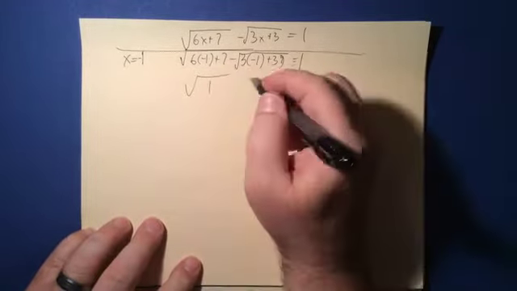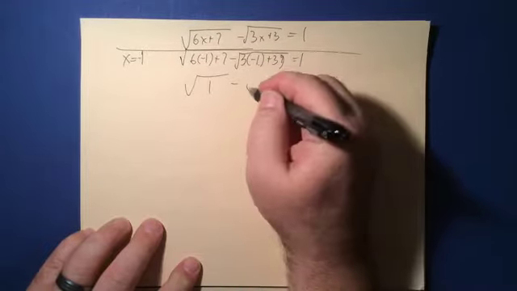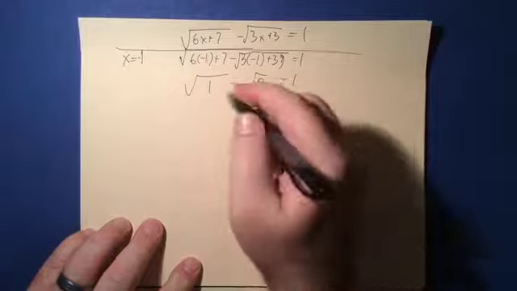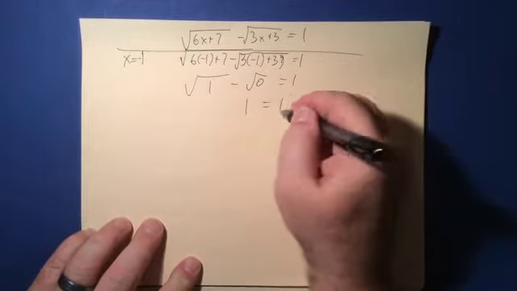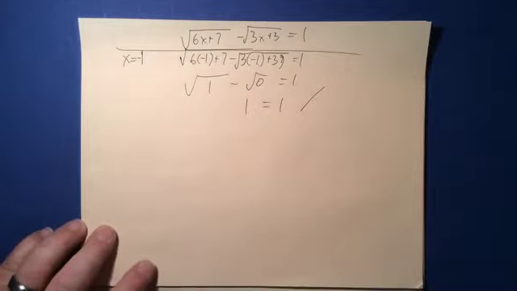Okay, so this is going to be 1 minus 3 times negative 1 is negative 3, plus 3 is the square root of 0. 1 minus 0 is equal to 1. And yeah, this solution works out. So that passes our check.